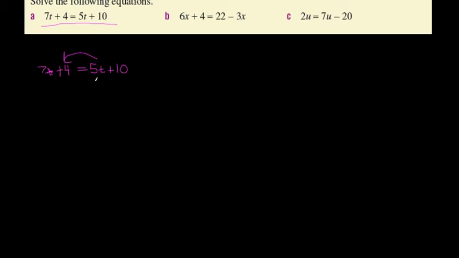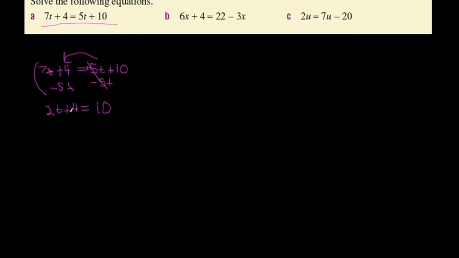So we've got 5t on this side, 7t on this side. How do we get the 5t to the other side? Well, we know that's a positive 5t, so we minus 5t from this side. We also minus 5t from that side. When we do that, we get, well, what's 7 minus 5? We are left with 2t plus 4 equals 5 minus 5 is 0, so that's gone, and we're left with a positive 10.